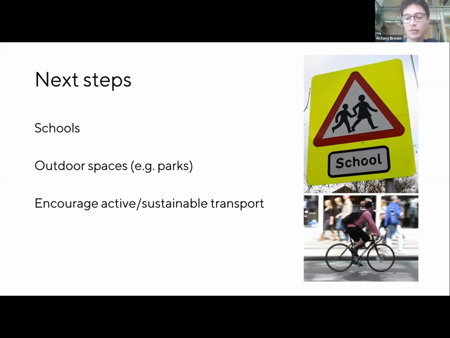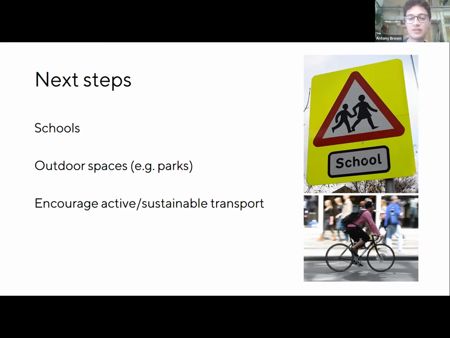Other options are outdoor spaces, so parks near busy roads. There's one in Penryn Park, which is right next to Commercial Road, and I think they're putting up an ivy barrier there at the moment, and there's no evidence to say whether that's actually going to improve air quality in the park. So places like that would be a useful place to put these.